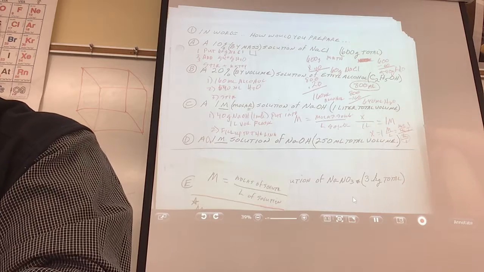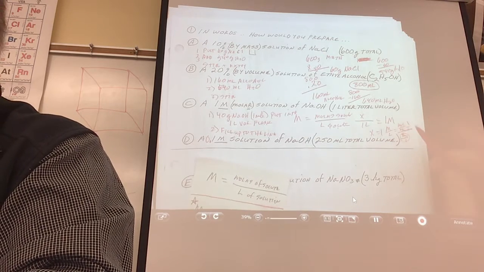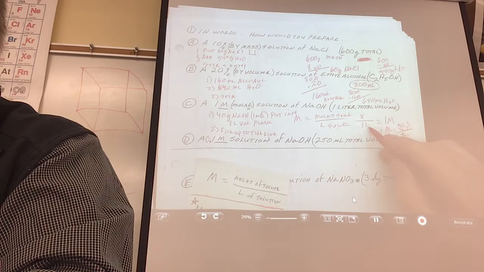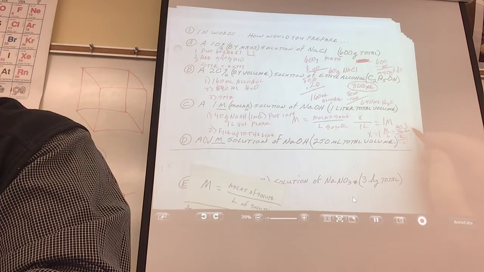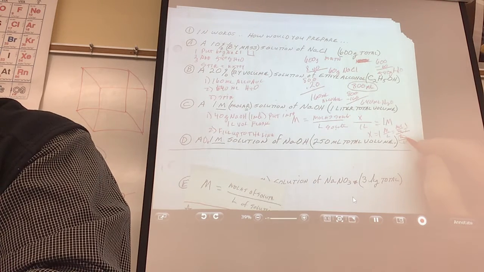Sorry. Wait a minute. Hey, good catch. Moles per liter. What did I do wrong here? Yeah, it would be a liter squared. No, that's not going to happen. Keep those thoughts.